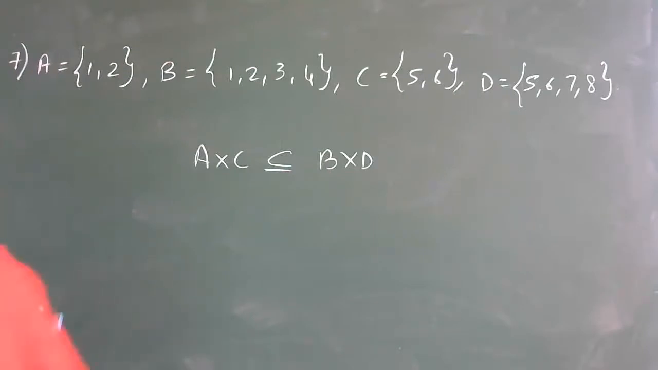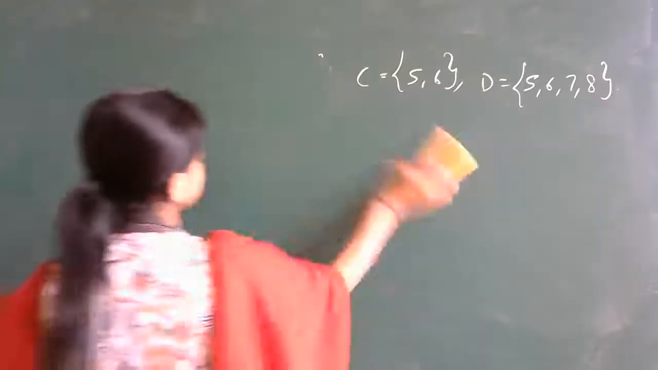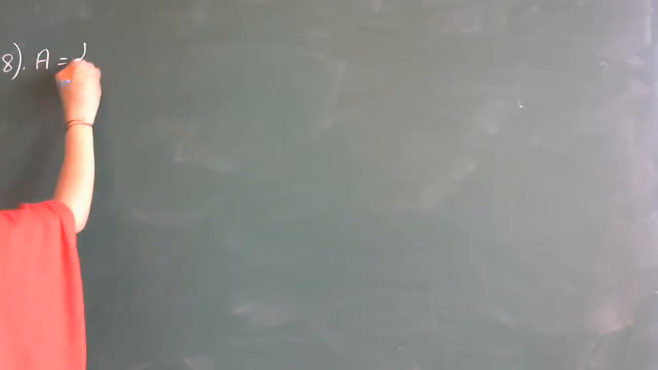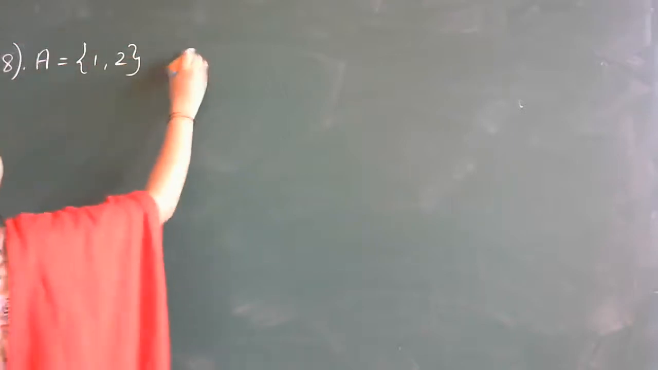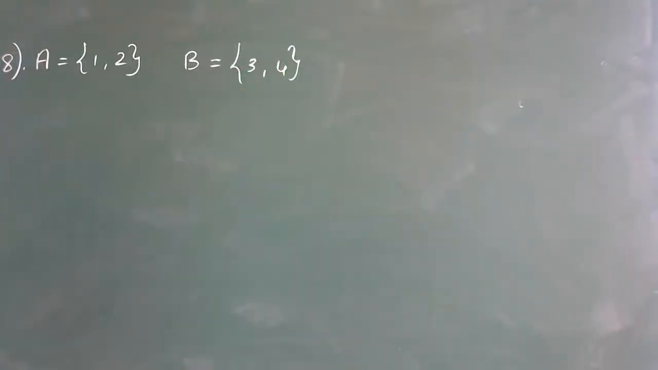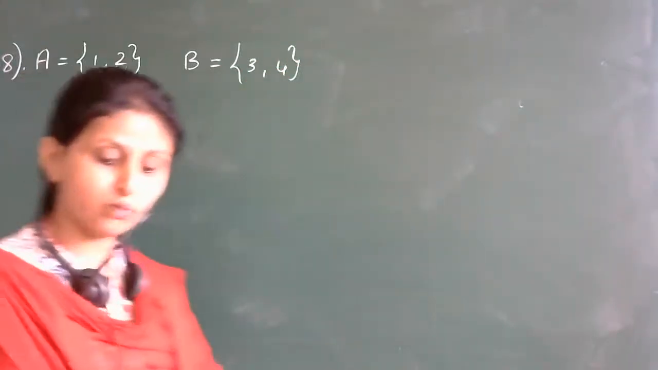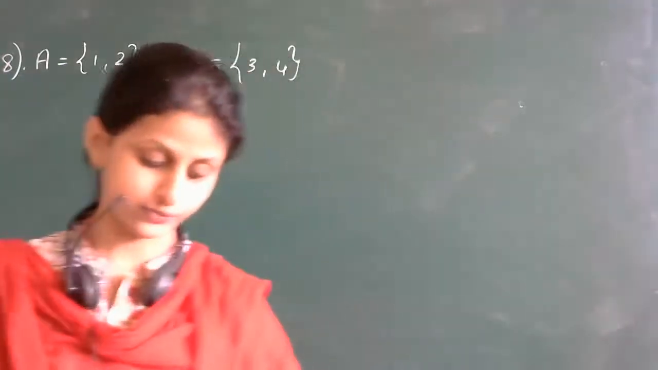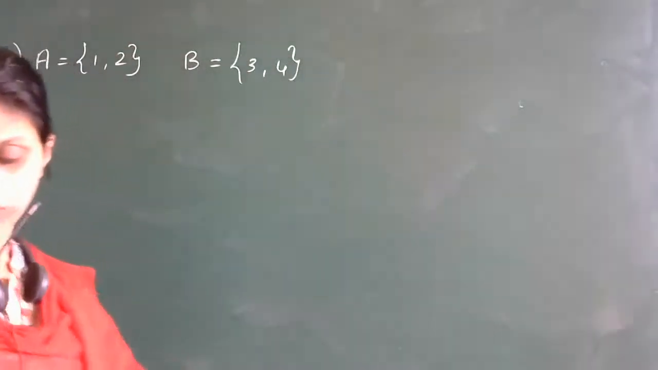Okay. So let us go for the 8th question. Let A is equals to 1, 2, and B is equals to 3 comma 4. We have two questions here. We have to write what is A cross B and how many subsets will A cross B have. List them.